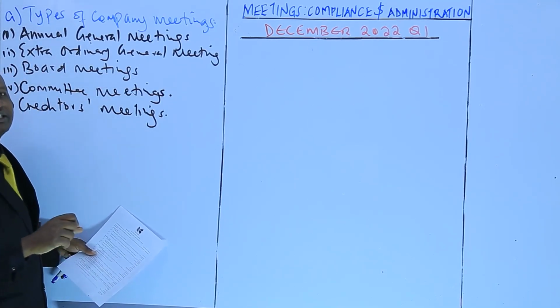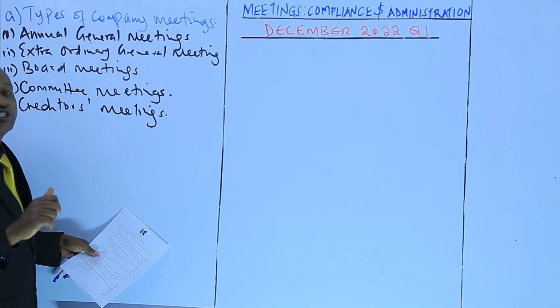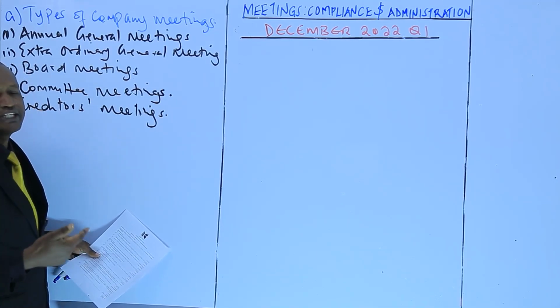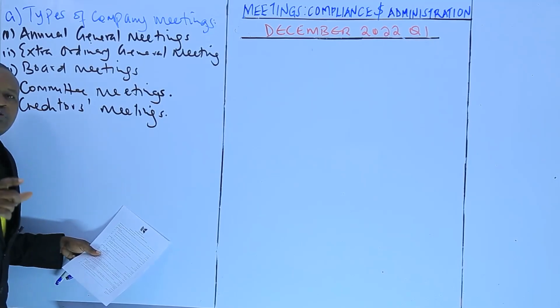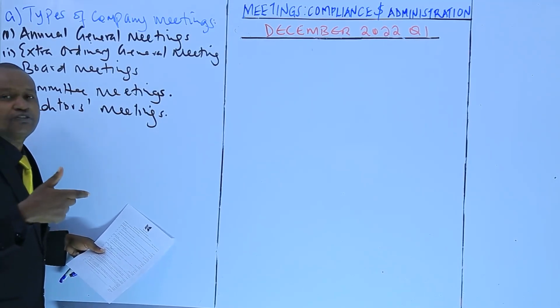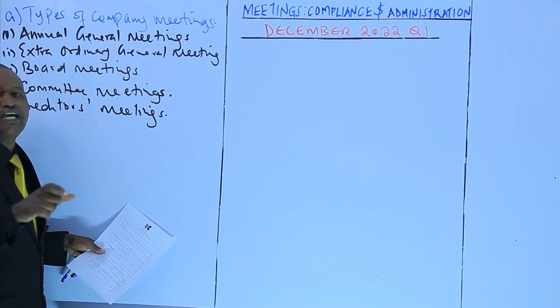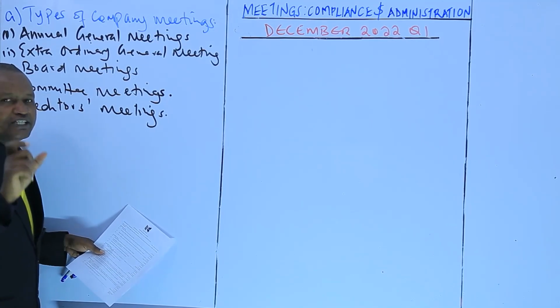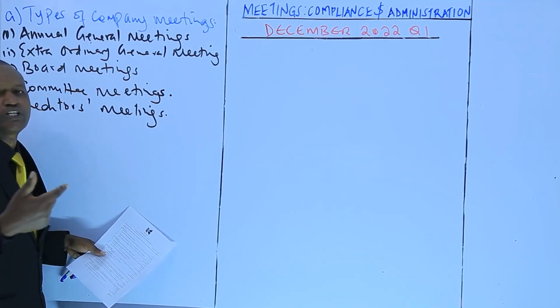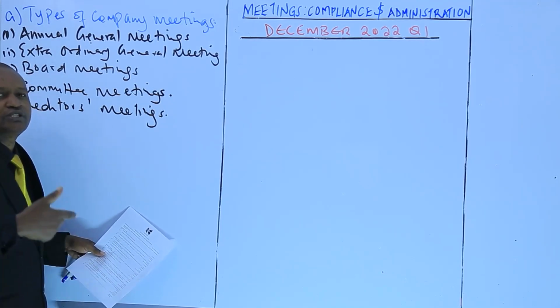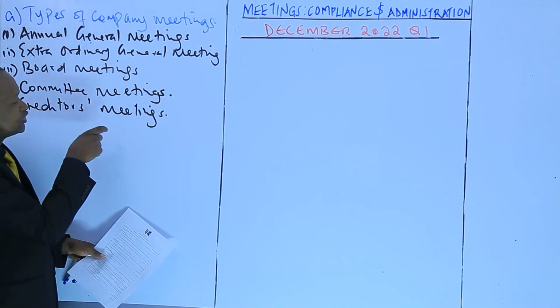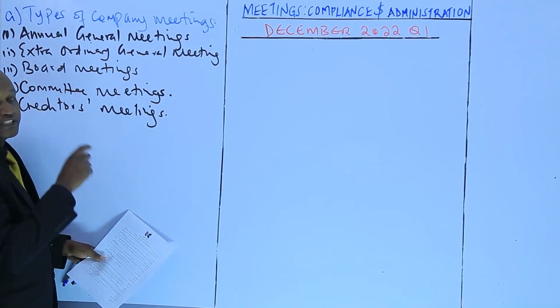Creditors meetings. Now, in case of a financial distress or in case of insolvency, creditors meetings may be called to provide an opportunity for creditors to discuss and vote on matters related to the company's financial restructuring, liquidation, or other actions affecting the interests of the creditors.